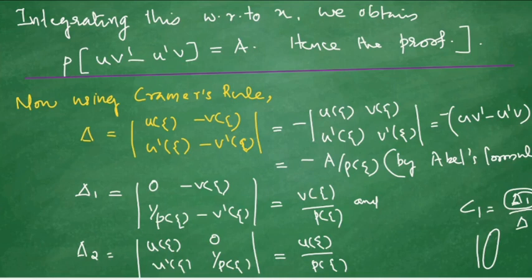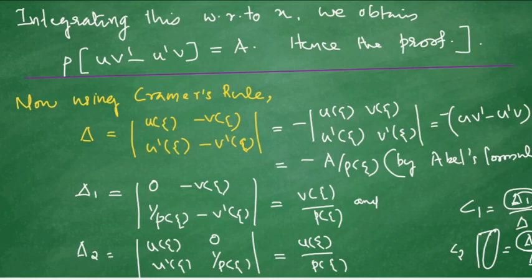To find C2, the second unknown, using Cramer's rule, C2 is equal to delta 2 by delta. Now what is delta 2? It is the determinant obtained when the second column of the matrix A is replaced with B.